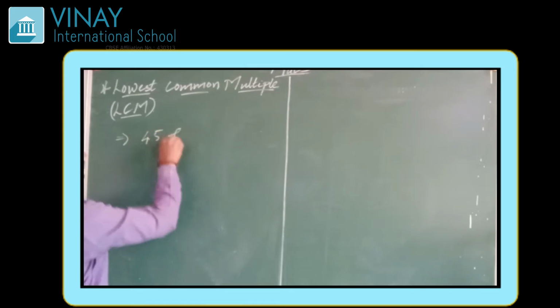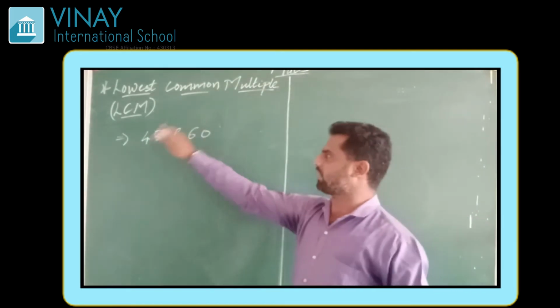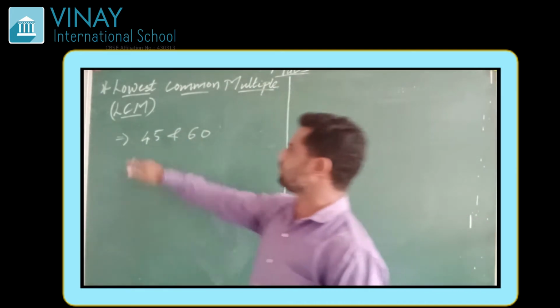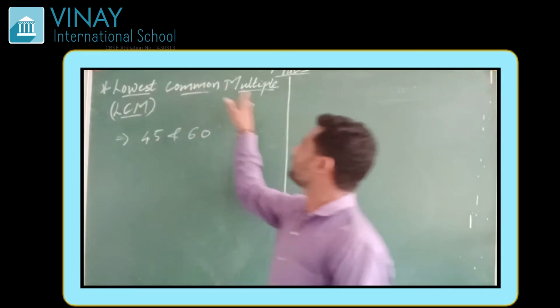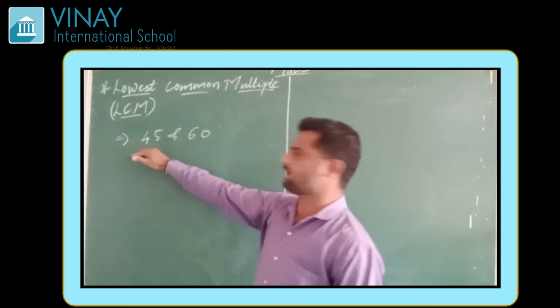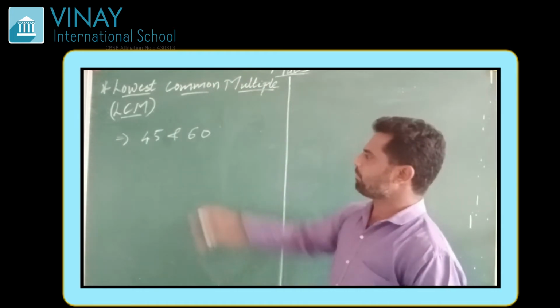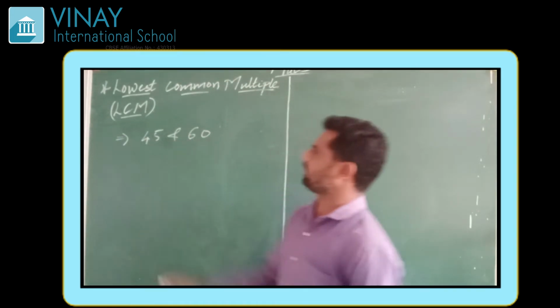Now let us see with the help of an example. Let us find out the LCM of, let us say, 45 and 60. There are many methods to find the LCM, including finding the multiples. But when we find multiples, it is very difficult to find the multiples of 45 and of 60 and then compare them. So we will do it by another method.